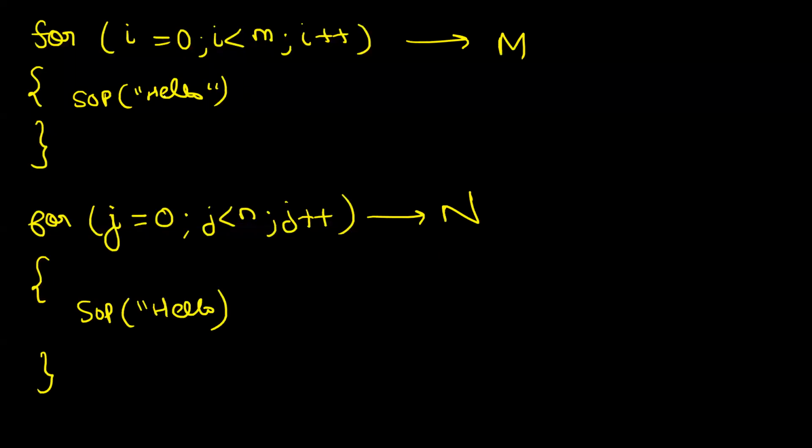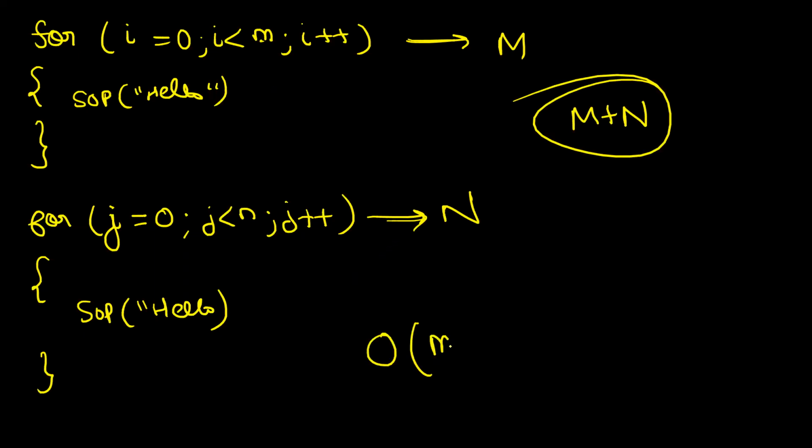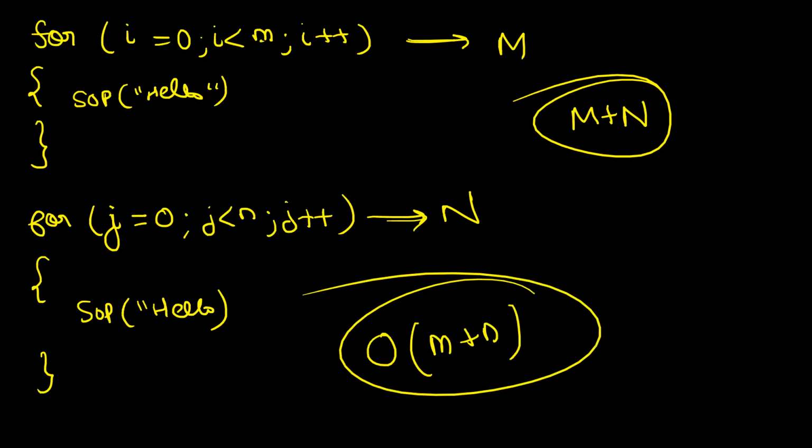So how many total number of operations have been performed? M operations are performed because of this loop, and n operations are performed because of this loop. And these are not nested. So the total number of operations is m plus n. Do you all agree? So I will tell you that the worst case runtime of this code is big O of m plus n. Is everyone clear with this?